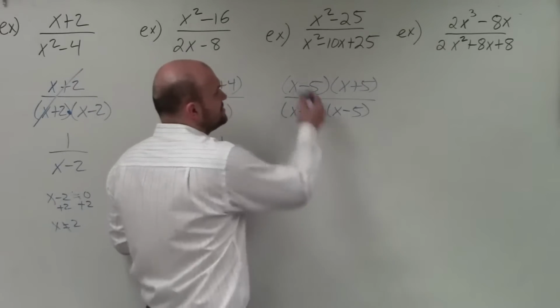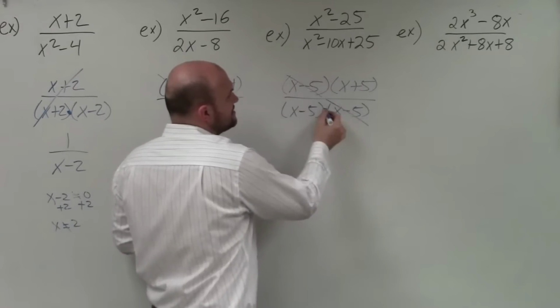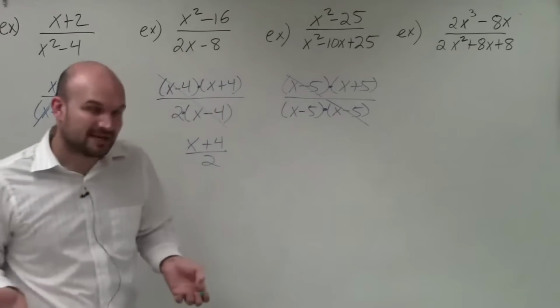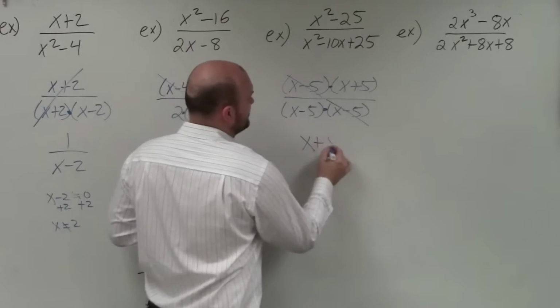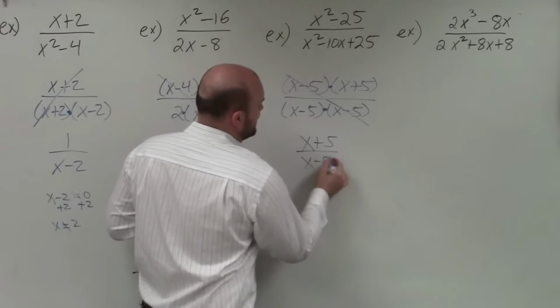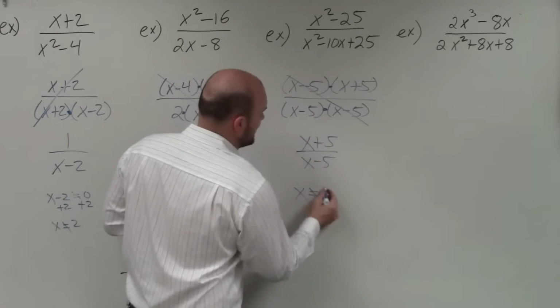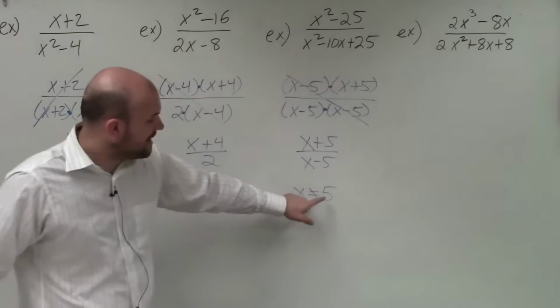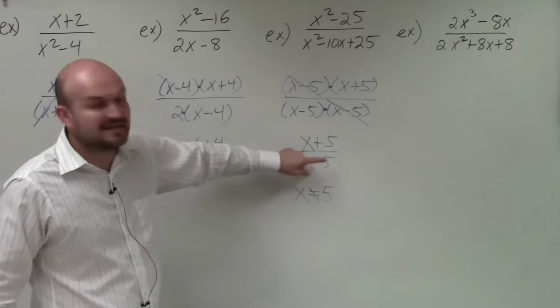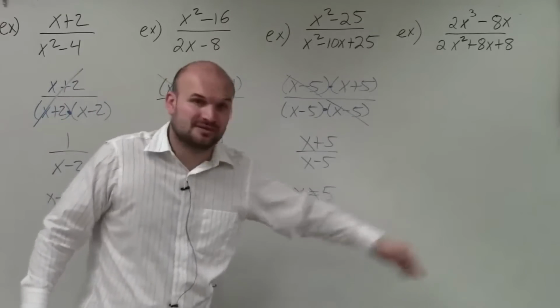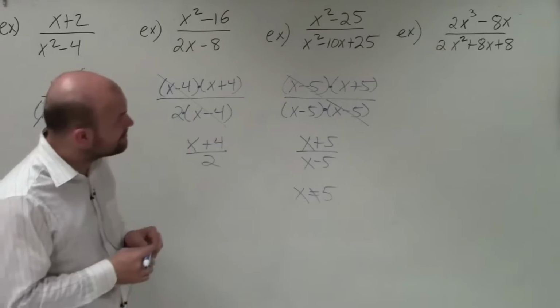Well, what's nice about using this again is you can see that since they're separated by multiplication, I can apply the division property, and the x minus 5s will divide to 1. So I'm left with x plus 5 divided by x minus 5, where x cannot equal a positive 5. Because if I put a 5 in for the x, then 5 minus 5 would be 0, and I'd have my denominator equal to 0. So I'm just writing in that constraint.